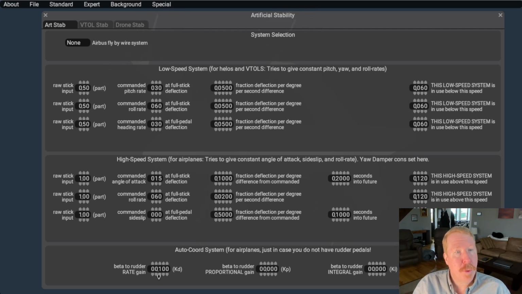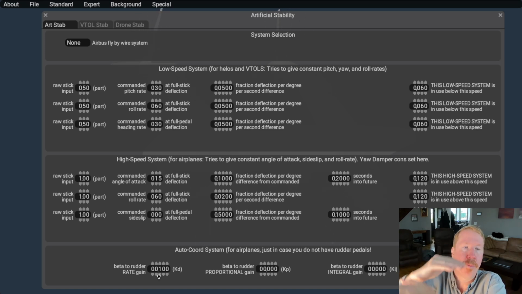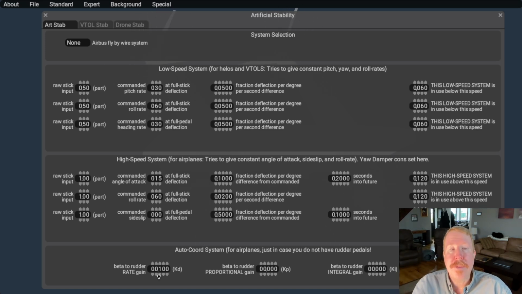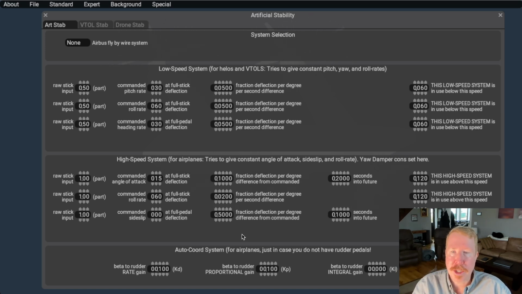But why damp out the rate? Why not also deflect the rudder by however much the nose is kind of statically displaced? If the airplane's kind of flying along like this, how about have some rudder trying to center that thing up, even though it's not actually rotating actively? Well, that's your beta to rudder proportional gain. If you're at 0.1, well, then if you're flying along with a 10-degree side slip, 10 times 0.1 is 1. That'll be a full rudder trying to cock the nose back into your direction of travel again.